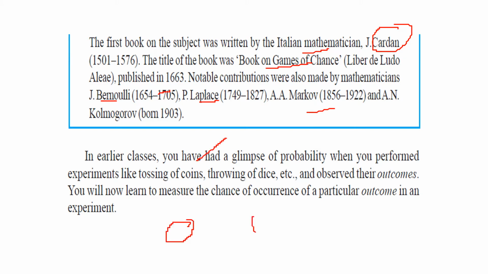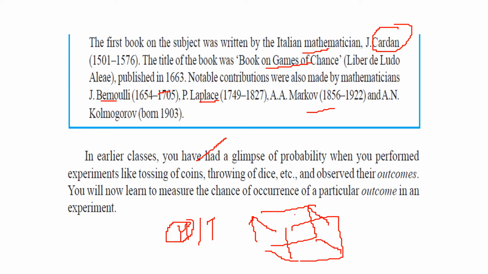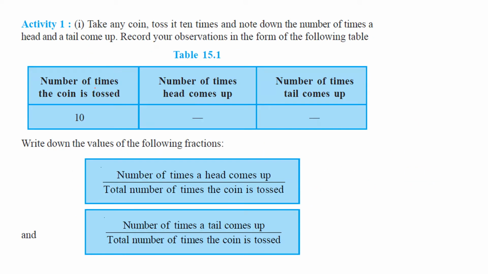coin and a dice. A fair coin has a head or a tail on its face. A die has 1 to 6 dots on its faces, because there are six faces of a cube. Whatever comes when you throw or toss it will be termed an outcome. We will try to measure the chance of occurrence of a particular outcome in an experiment.